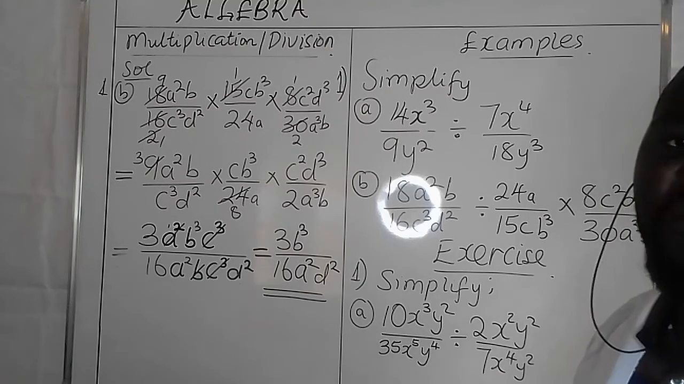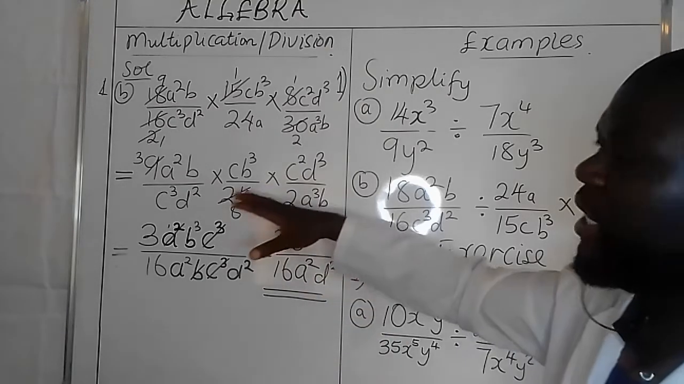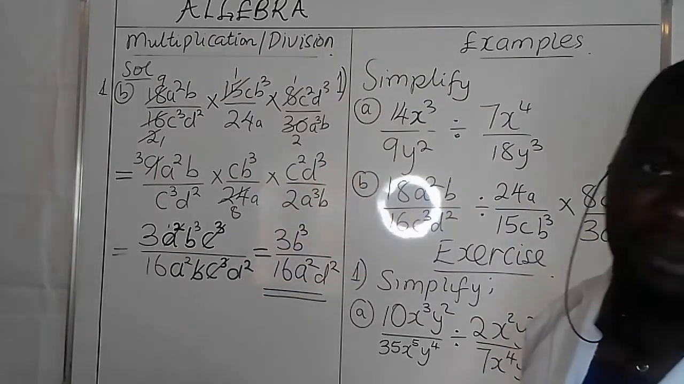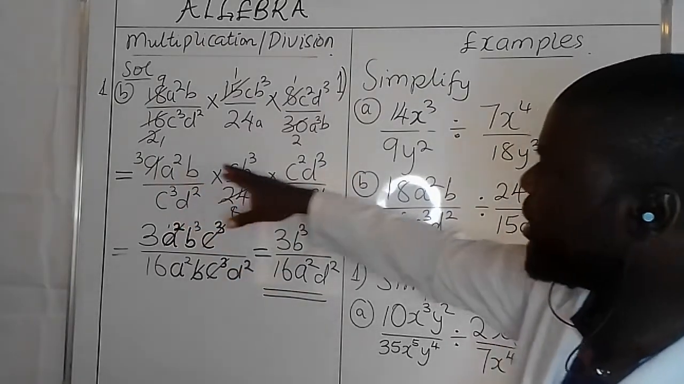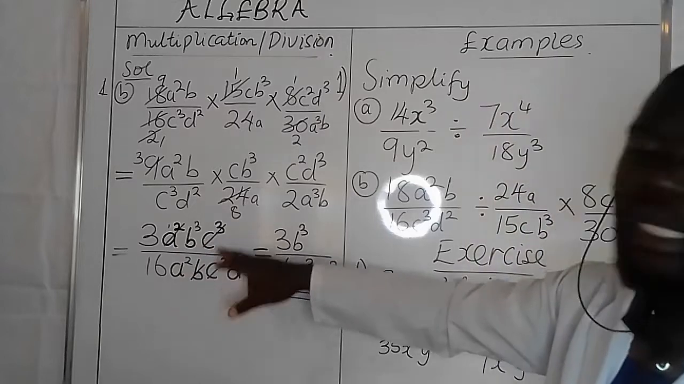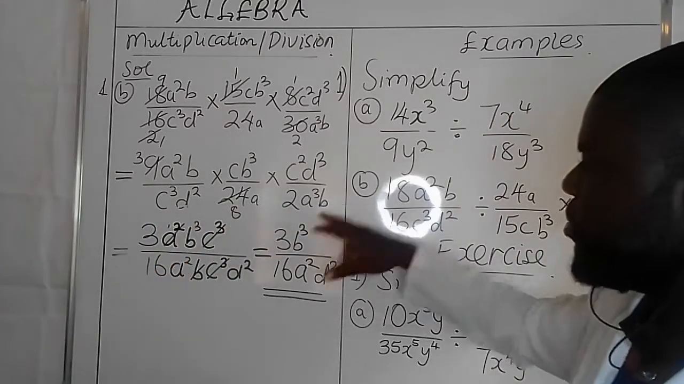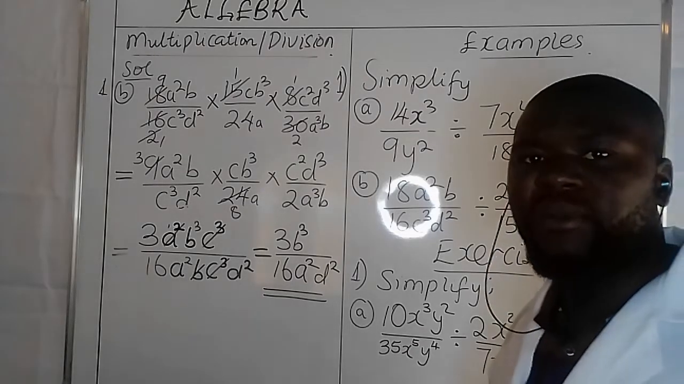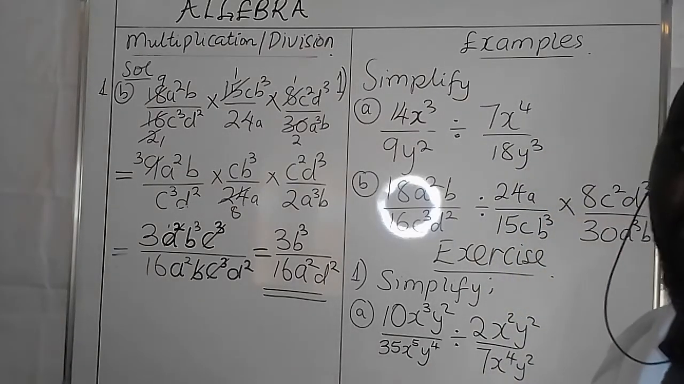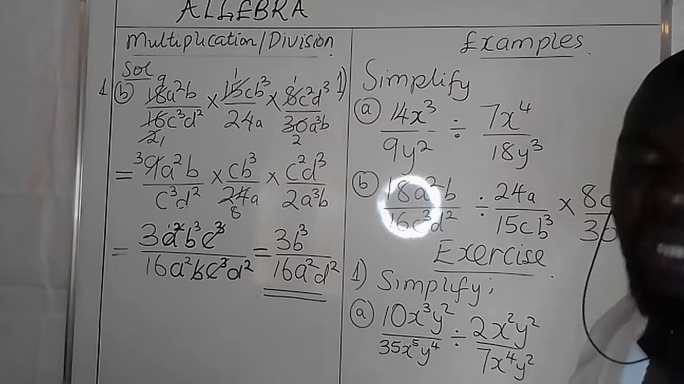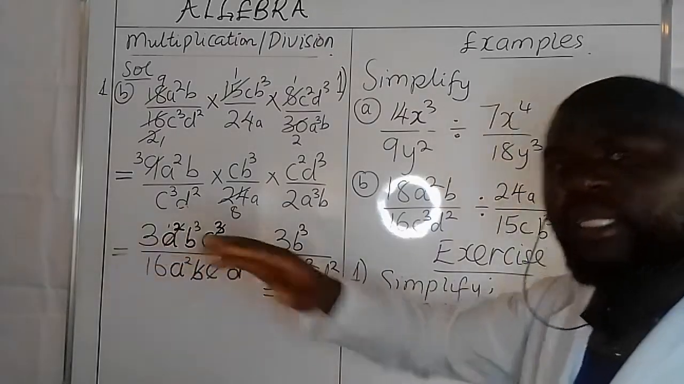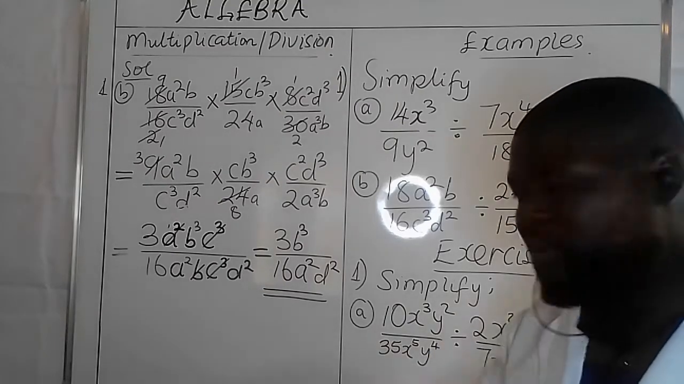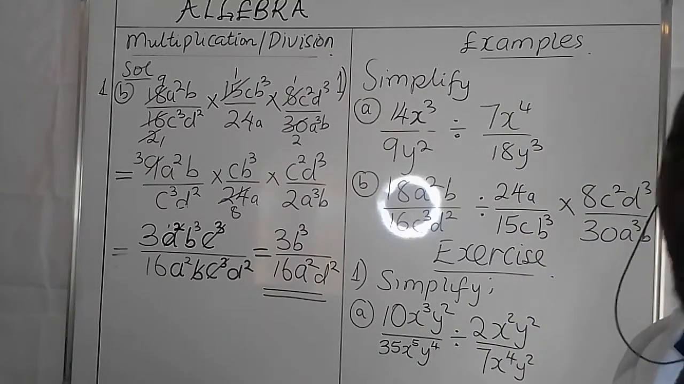And whenever you are multiplying, multiply the numerators to get the numerator, and multiply the denominators to get the denominator. So basically, those are the two major rules that we observe under multiplication and division. When you are multiplying, multiply the numerators to get the numerator, and multiply the denominators to get the denominator.